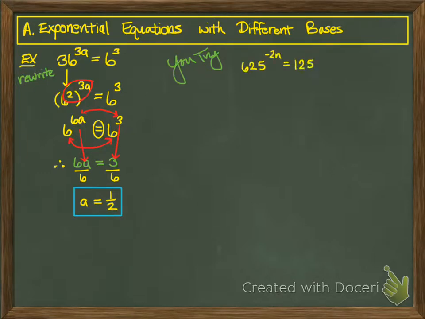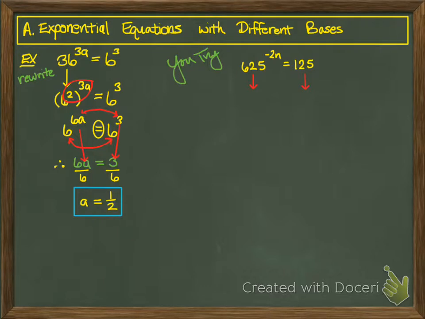So we have 625 to the negative 2n power. All of that equals 125. You should press pause here, give it a shot, and see what happens, and then press play when you're ready. Okay? All right. Press pause. Okay, welcome back. So our bases are 625 and 125. Our goal here is to make those bases the same. We'll rewrite them. So 625 and 125 are variations of the number 5.